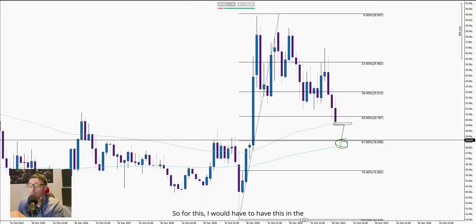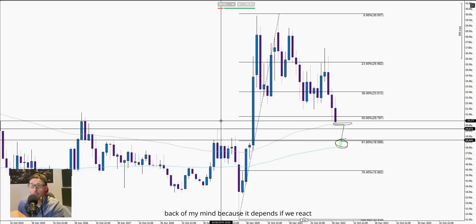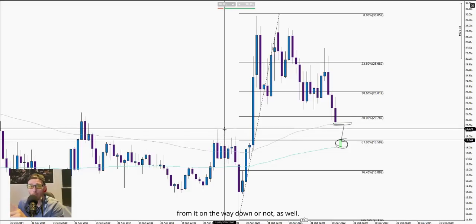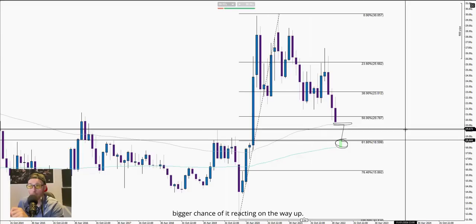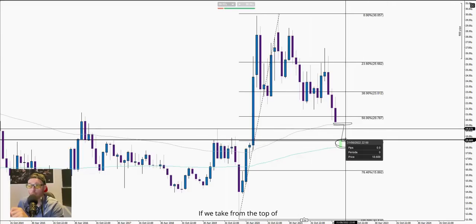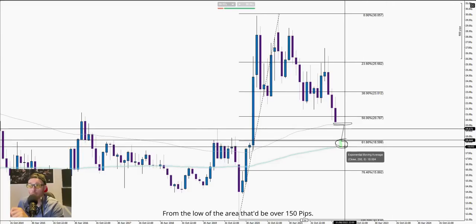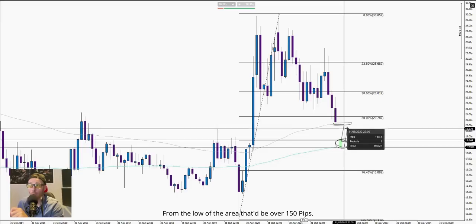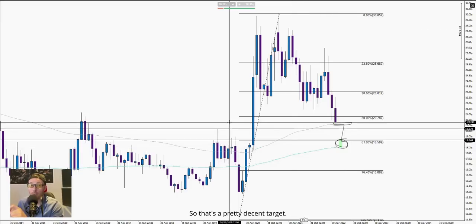So for this, I will have to have this in the back of my mind, because it depends if we react from it on the way down or not as well. But if we do, there's a bigger chance of us reacting on the way up. If we take from the top of the area, that would be 100 pips. From the low of the area, that would be over 150 pips. So that's a pretty decent target, that could be most of your target or a good portion of your target one.